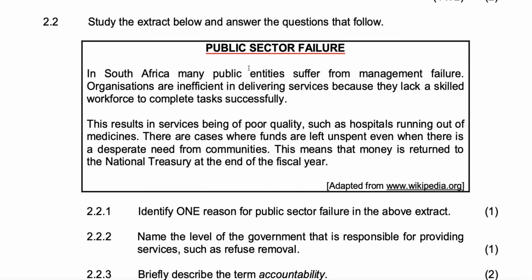Okay. So with that in mind, in South Africa, many public entities suffer from management failure. That's My Little Brother Plays Soccer at Sundowns. So management failure is here a reason. Organizations are inefficient in delivering services. Okay, inefficiency is a problem of public sector provisioning.